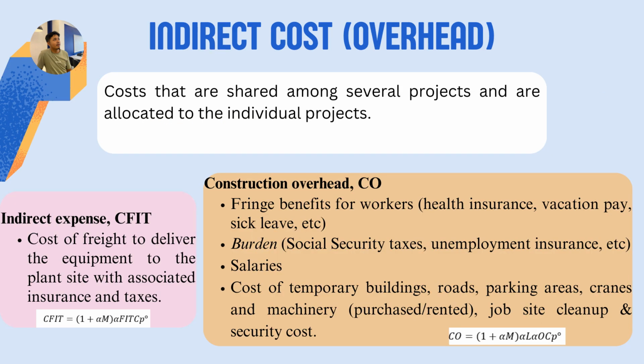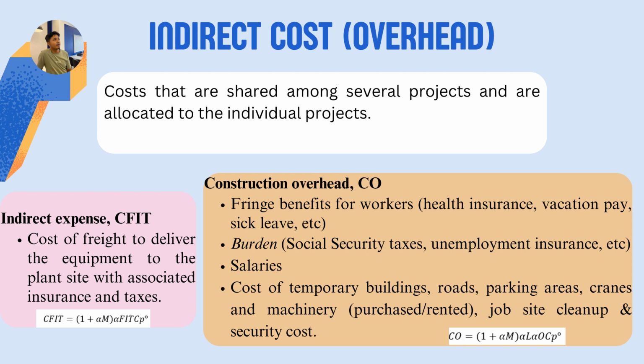For indirect costs, which are overhead, costs that are shared among several projects and are allocated to the individual project, such as indirect expense, CFIT, the cost of freight to deliver the equipment to the plant site with associated insurance and tax.